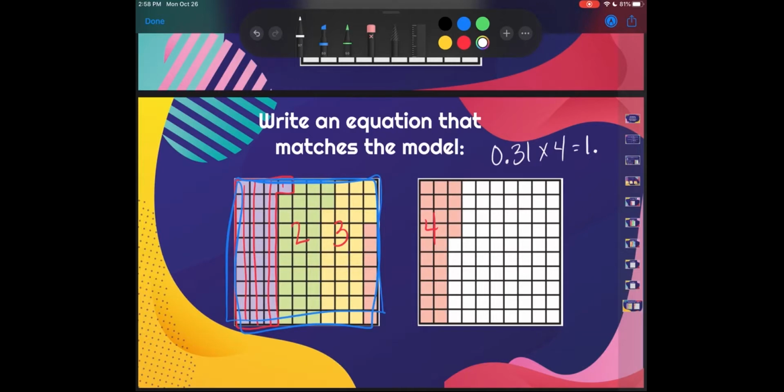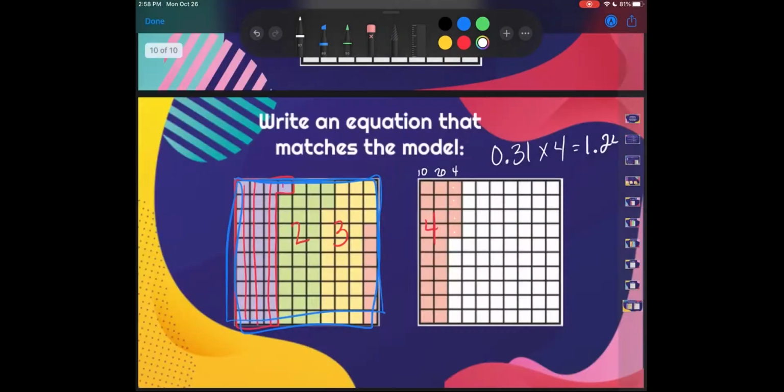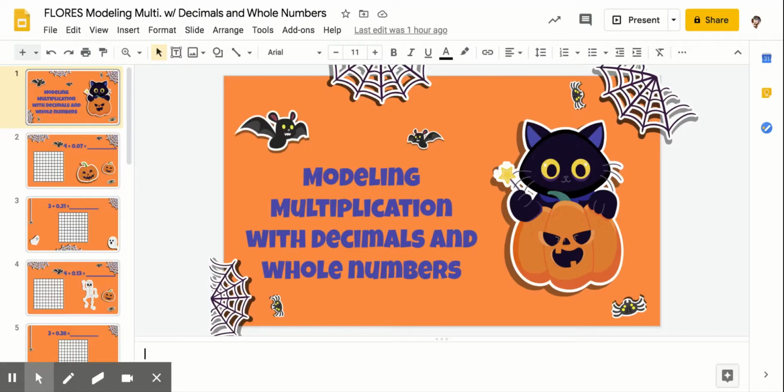So I know my answer is 1 whole, and whatever is left over. Well, whatever's left over, we've got 10 hundredths, 20 hundredths, 21, 22, 23, 24. 24 hundredths. So my answer would be 1 and 24 hundredths. There we go. So 31 hundredths times 4 is 1 and 24 hundredths.